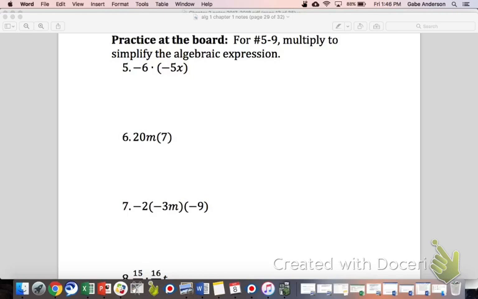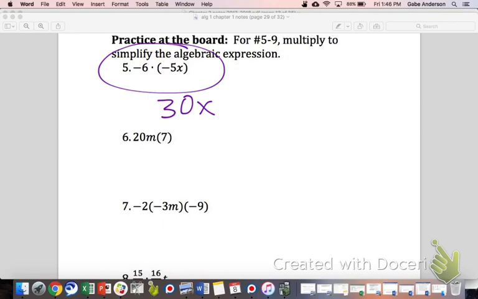I'm sorry. Let's head to the board. Let's do number 5. One group up. Go. Please erase everything that's up there. I want to see what you guys have for number 5. Let's go. There's room in the back, too. This really is just a one-step scenario. The answer for number 5 should be 30x, because a negative times a negative is a positive.